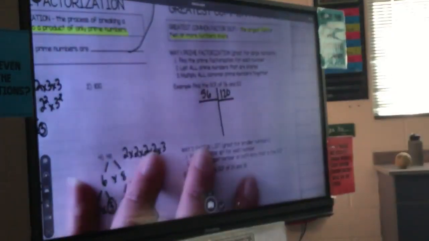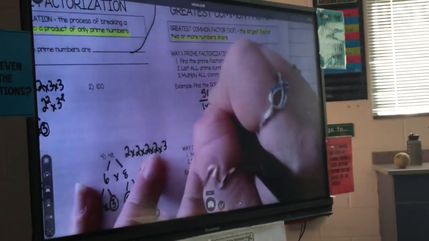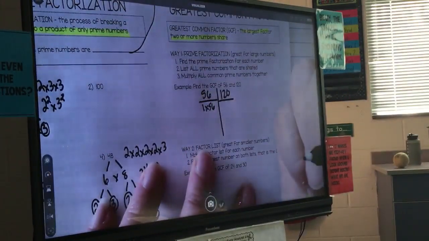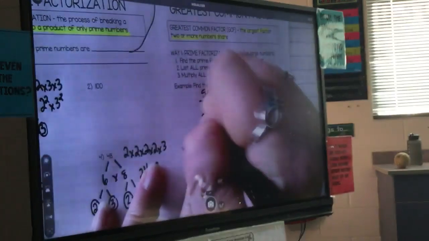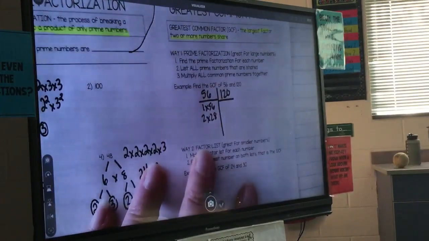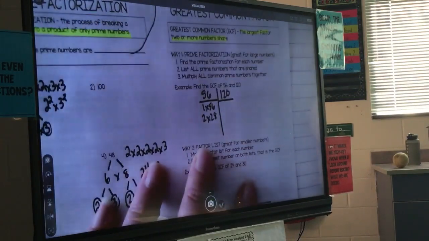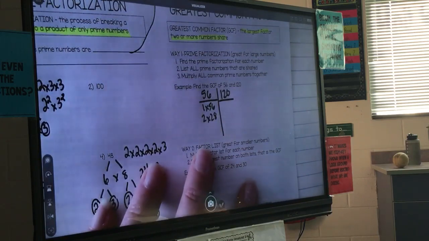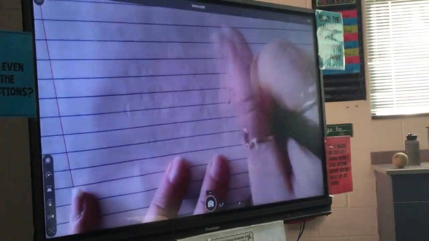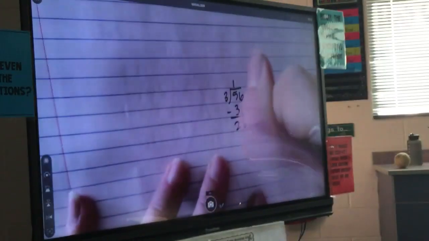So what are the factors for 56? So 1 times 56, what's another one? 2 times what? 28. Does 3 go into this number? How do you figure out if a number works? What can you do? See if it can go into the number. Right, but if you can't do that in your head, what operation can you do to figure out if it's going to go in evenly? So I'm going to do 56 divided by 3, goes in one time, 26. So no, it's not going to work.